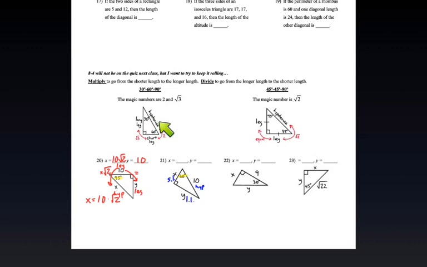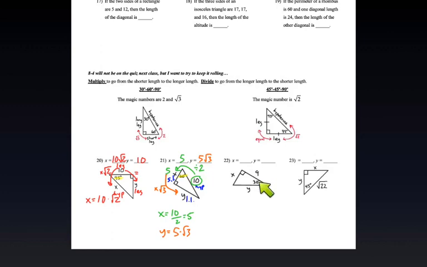How do we go from the hypotenuse to the short leg? Well, it's going from the bigger thing to the smaller thing, so I divide by what? The magic number, hypotenuse to short leg, is 2. So 10 divided by 2 is 5. That's my short leg. Got the short leg to the long leg. I will multiply, smaller thing to bigger thing. Multiply by what? Square root 3. So the long leg is 5 times the square root of 3, which is simply 5 square root 3.